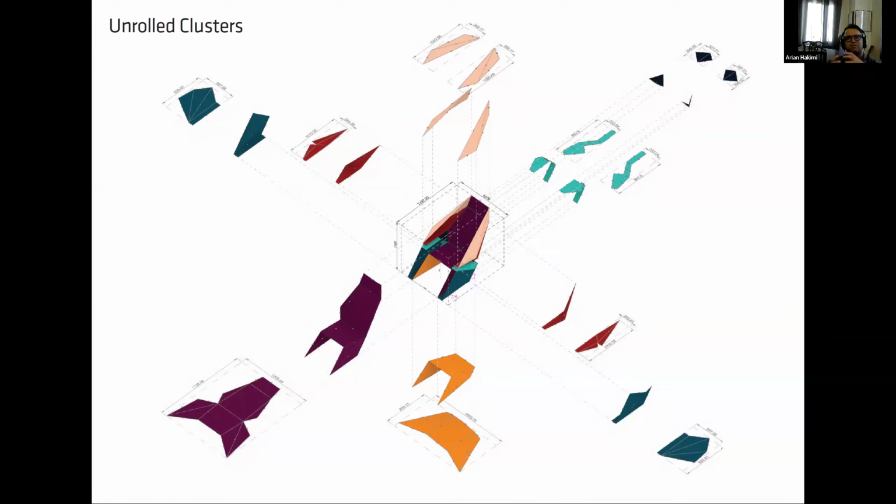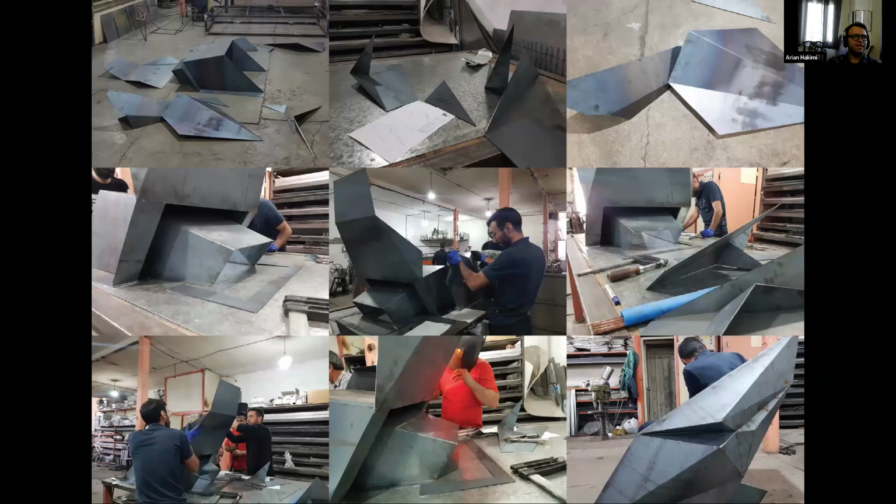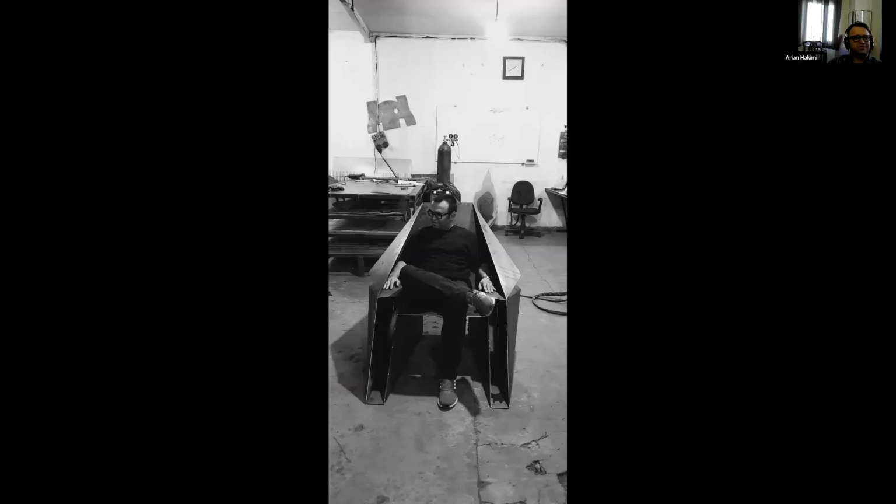And because everything had already been rationalized previously, after folding and CNCing the parts, it only took 3 hours to assemble it. And this was me testing it, and it's very, very comfortable, even though it looks like a spaceship, or like the Star Wars Lord Vader kind of seat.